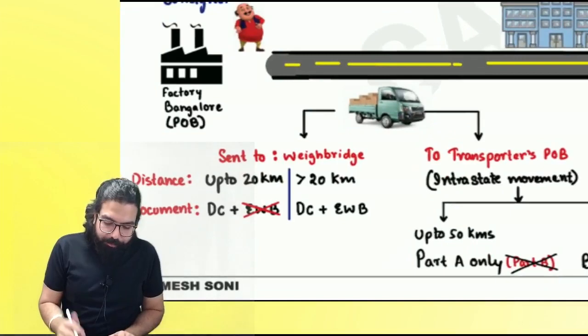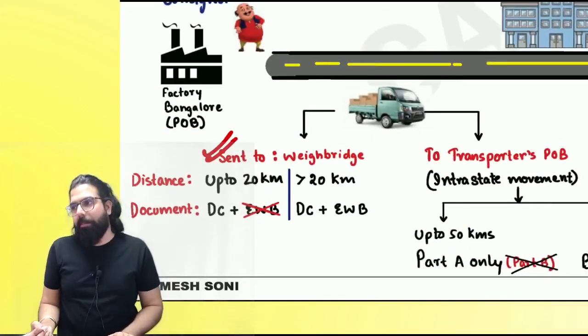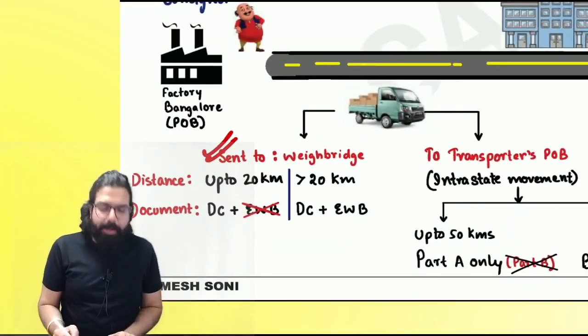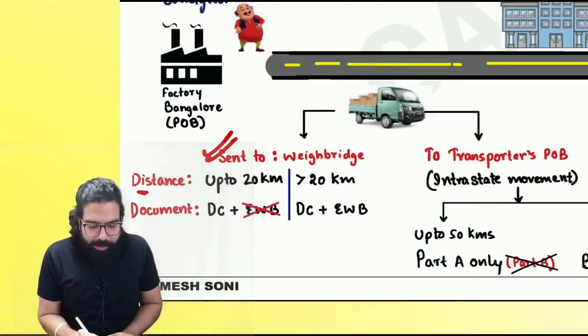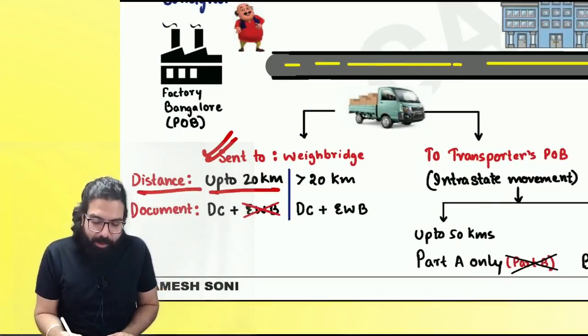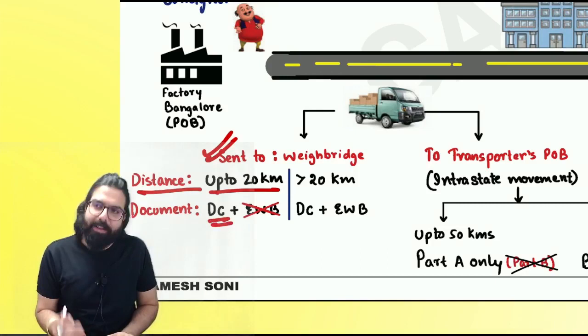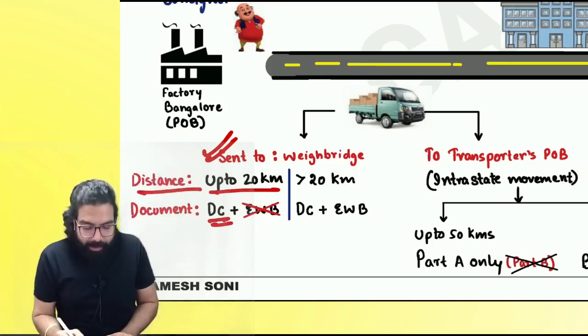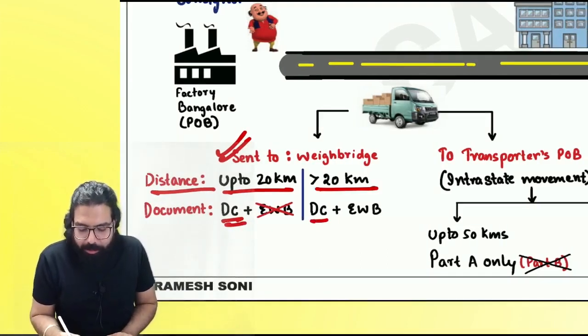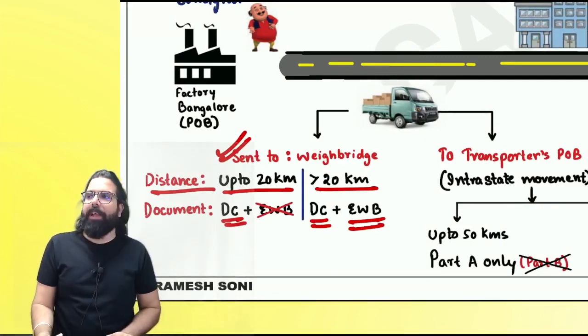Now, sir, when you are sending your goods to the weighing bridge just for weighment, they are telling that if the distance is up to 20 km, then with a delivery challan you can send the goods for weighment. Sir, if the distance is more than 20 km, delivery challan plus e-way bill also will be required.